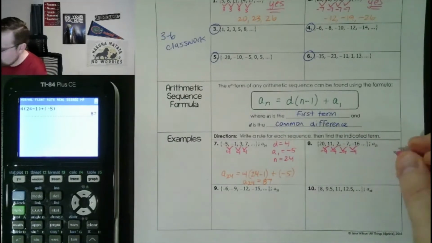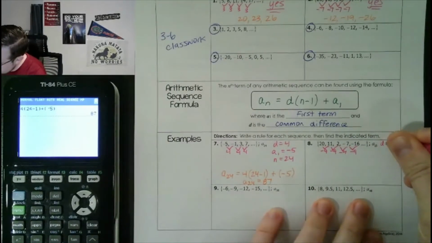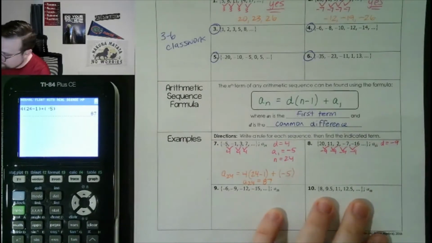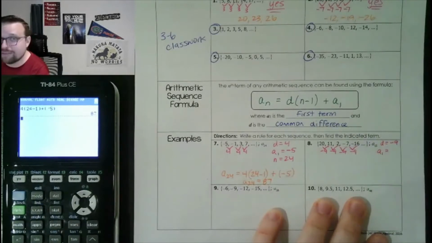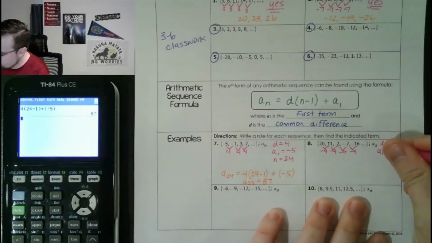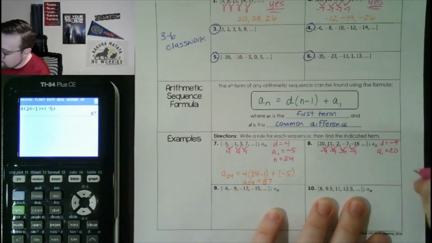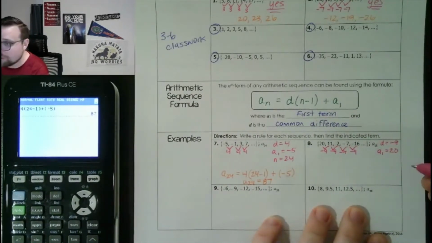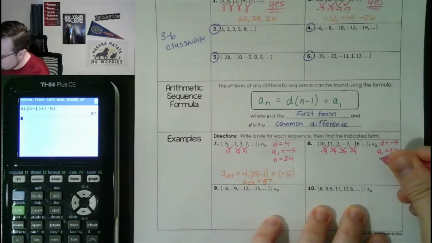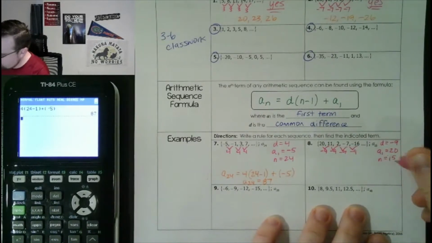Okay, so let's go ahead and define that. So d is -9. Okay. They told us the first term because they gave us the sequence already. The first term is going to be 20. And then we also know what n is because they told us we're solving for the 15th term, or a sub 15. So n is 15.